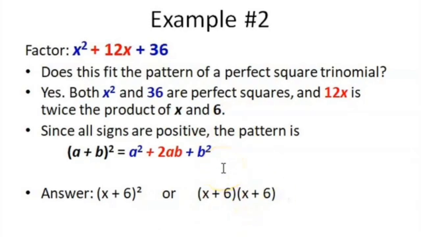Always remember na kapag minultiply mo si x kay 6 tapos i-multiply mo ng 2, pag hindi tutugma dito sa middle term, so it means this is not a perfect square trinomial. Pero in this case, pareho sila, di ba? The product of x and 6 multiplied by 2, the result is 12x. Therefore, this one is a perfect square trinomial.